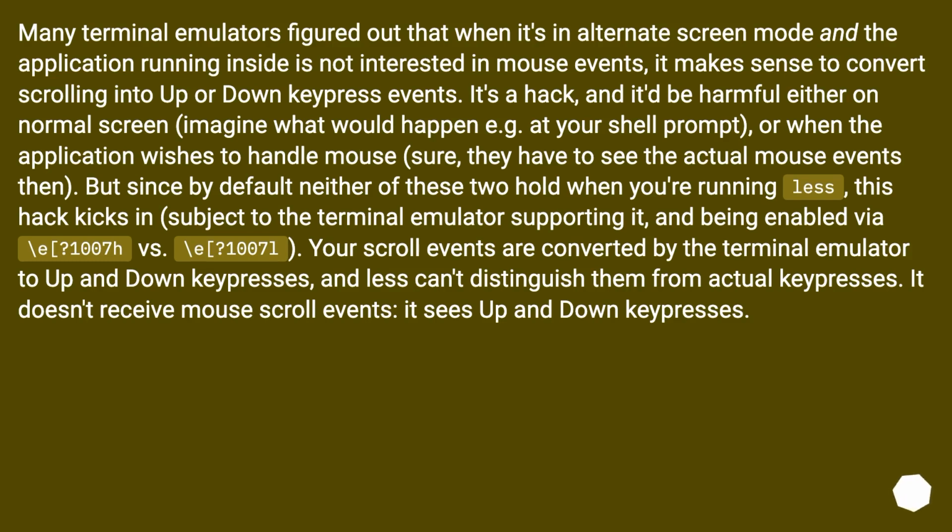\E[?1007h versus \E[?1007l. Your scroll events are converted by the terminal emulator to up and down key presses, and less can't distinguish them from actual key presses. It doesn't receive mouse scroll events, it sees up and down key presses.